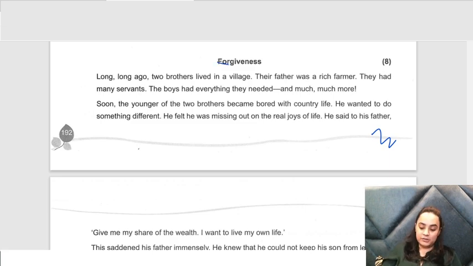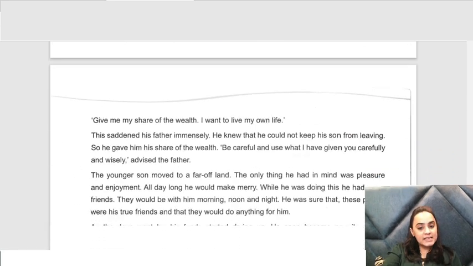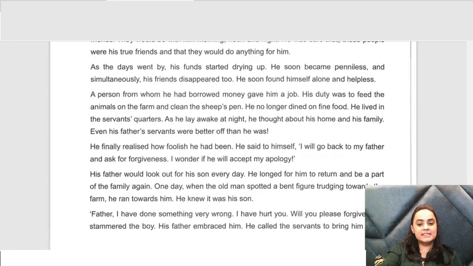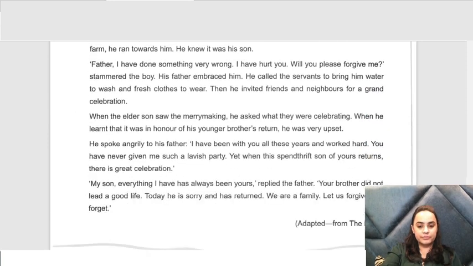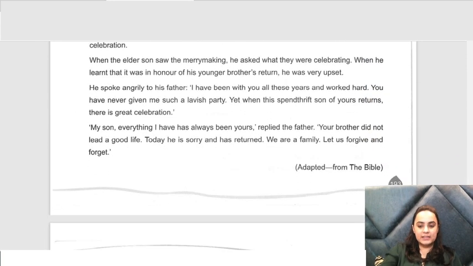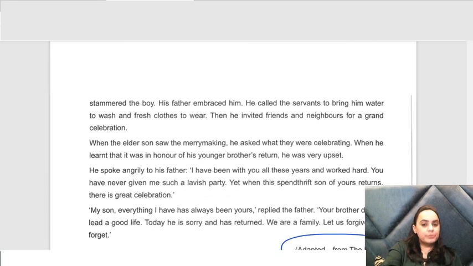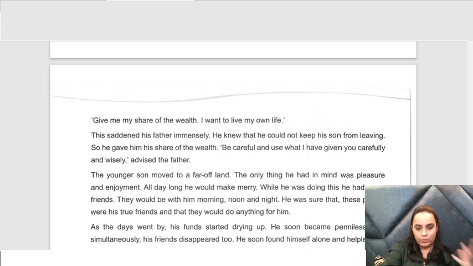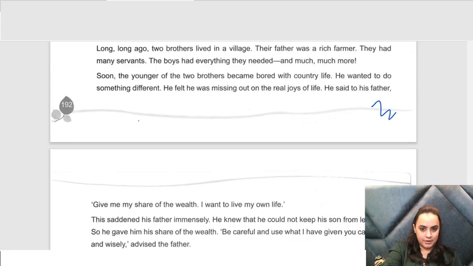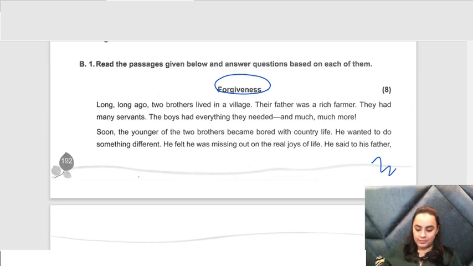Now, this passage has a title, and the title of this passage is Forgiveness. Just the way Kabuliwala, the passage that we read prior to this, was taken from the novel Kabuliwala, this passage that we are going to read is taken from the Bible. As you can see at the end of your screen, this passage is adapted from the Bible. We all know that the Bible is a religious book, so this is extracted from there. So let us start reading.